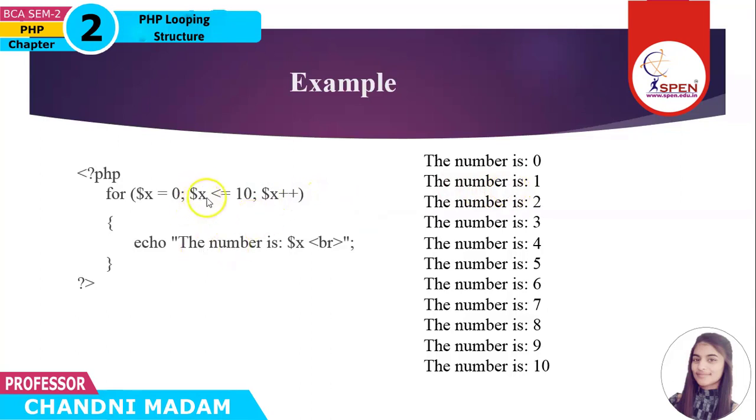Now again 2 is less than or equal to 10. The condition is true, so again we print the x variable. So the number is 2. Now 2 plus 1 equals 3. So this loop continues until 10 is less than or equal to 10. The number is 10. Now we increment 10 plus 1, so it is 11. 11 is less than or equal to 10? The condition is false, so it ends the loop.